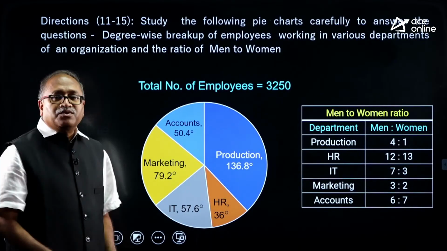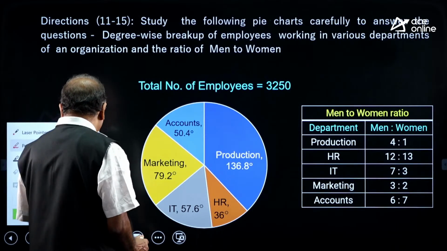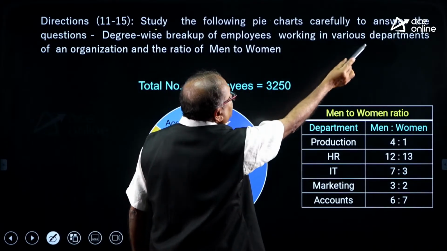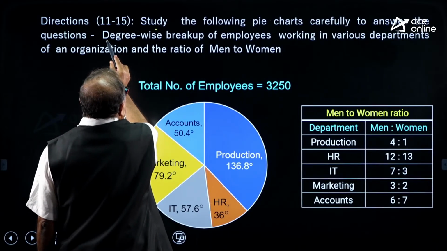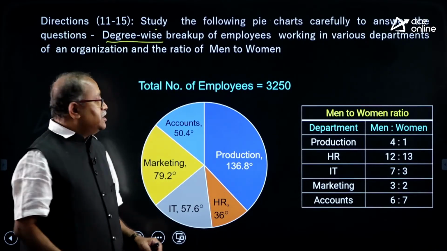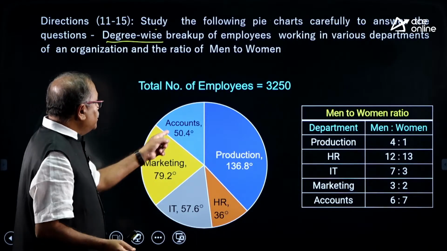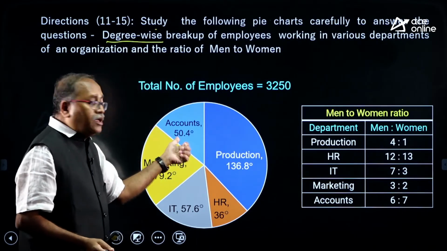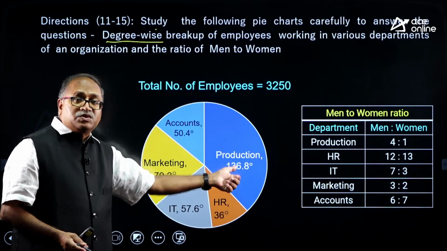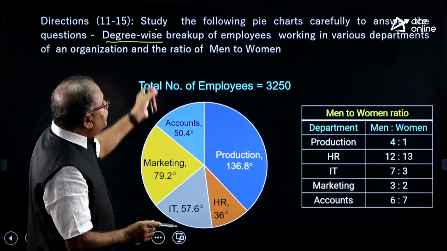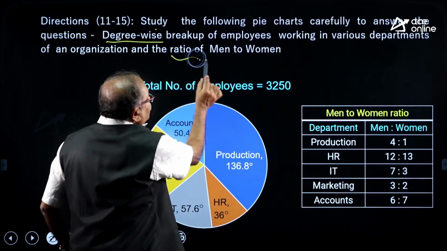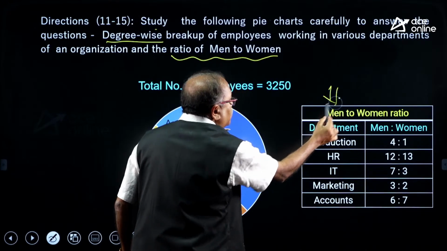Let us come to the question here. Now, here is the question. Study the following pie chart carefully and answer the question. So, degree wise the breakup of the employees. Here is the total number of employees, and it is not the percentage but degrees: 50.4 degree, then 136.8 degree, and so on and so forth. The breakup is on the various departments of the organization, and the ratio of men and women.